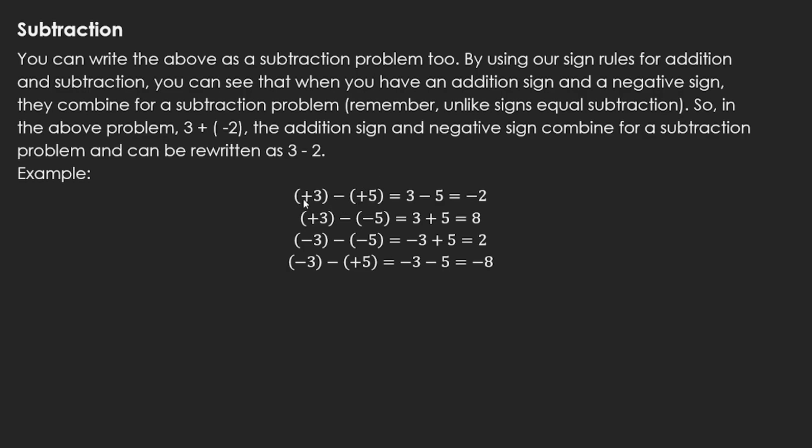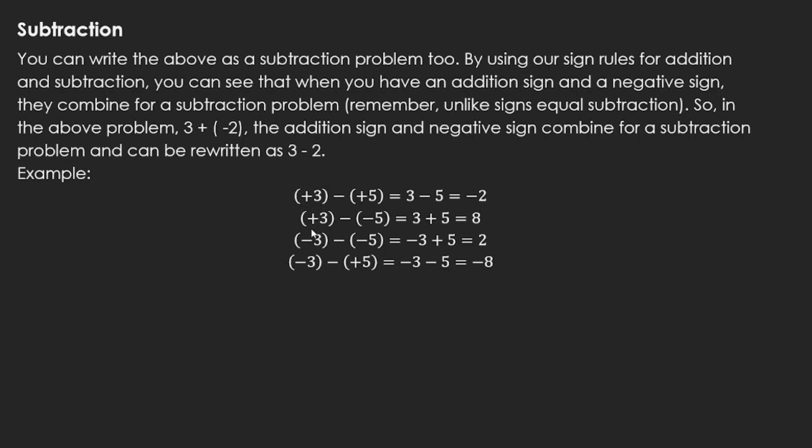We have here an example, positive 3 minus positive 5, and you will get positive 3 and negative 5. Like the one in addition, we have positive 3 and negative 5. Since they have different signs, you would find the difference. Since the larger number is 5, get the sign of the 5, which is negative. And the difference of 3 and 5 is 2.